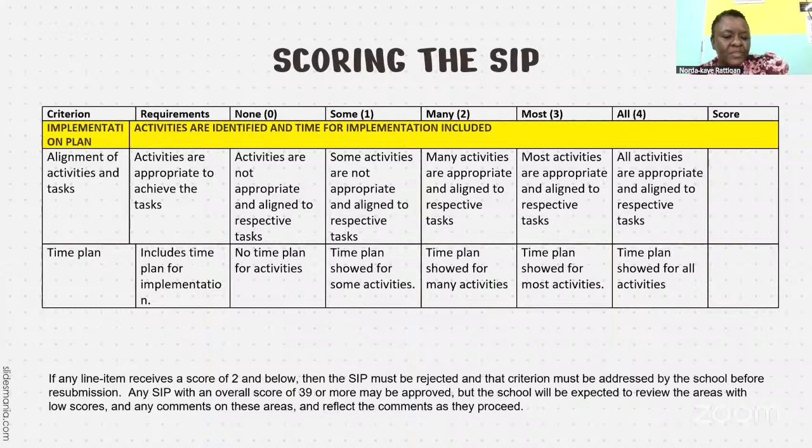The time, remember we spoke to the time? We looked at the alignment of activities and tasks. And if any line item receives a score of 2 and below, then the SIP must be rejected and the criterion must be addressed by the school before resubmission. So based on the score, if you get 39 or more, your SIP can move forward. If you get lower than that, it means that you have to go back and correct certain things and resubmit.